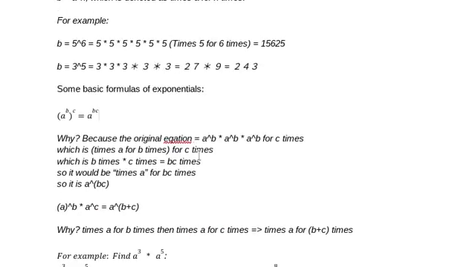So first of all, this one. A to the power of b, to the power of c, is equal to a to the power of b times c. Why? It is because in the original equation we do a to the power of b times a to the power of b times a to the power of b for c consecutive times, which is times a for b times, for c consecutive times, which is b times c times. So it would be times a for bc times, so it is this.